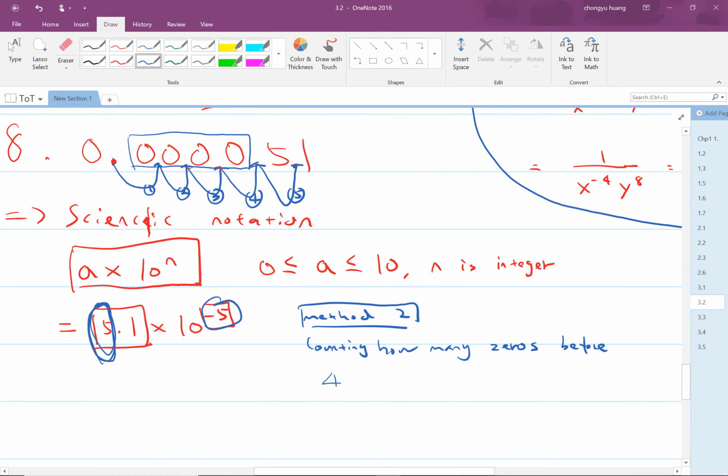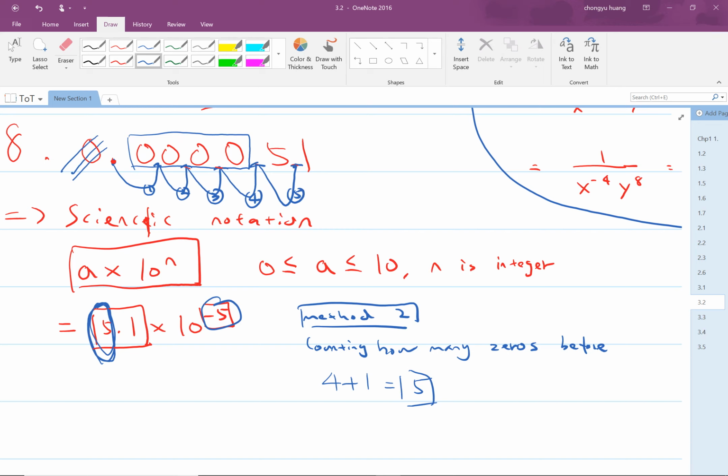So it's going to be 4 plus 1, which is 5. So you can see here the number n is actually negative 5, right? So basically that is the major way. We are not going to count the starting zero. We are not going to count the starting zero.